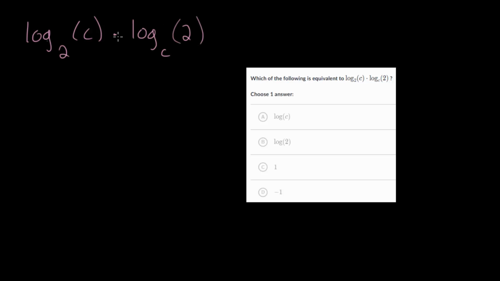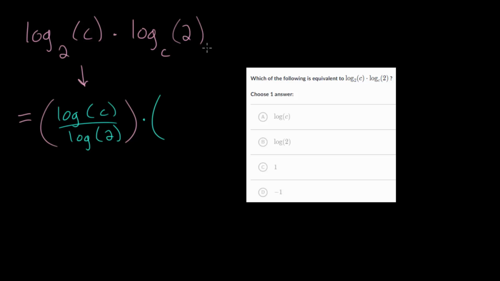And let's rewrite each of these using our change of base rule. And we can use either natural logs or common logs, but it looks like our answers use the common log, so let's do that. We'll rewrite each of these using a common log. So for this first one, we're going to rewrite it as log base 10 of c divided by log base 10 of 2. The original input goes in the top logarithm and the original base goes in the bottom logarithm.